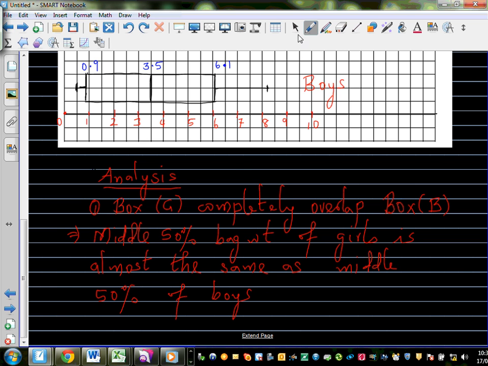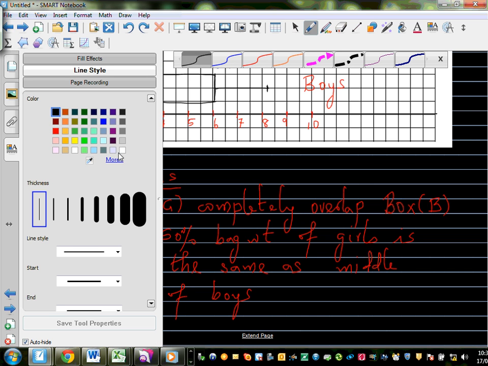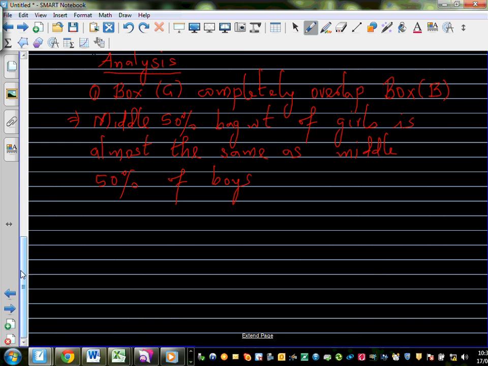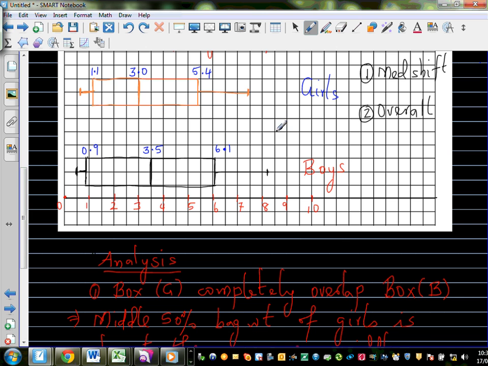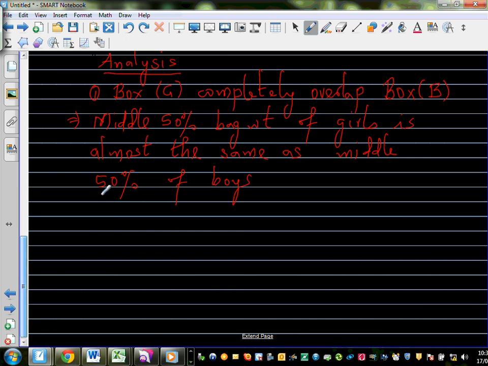Let me change color. This is a bit difficult to read, so let me make it white. What's the next thing that we can see? That's one thing. The second thing is the median shift. You're looking at this value. This is the median for girls, which is 3. And the median for boys is 3.5.